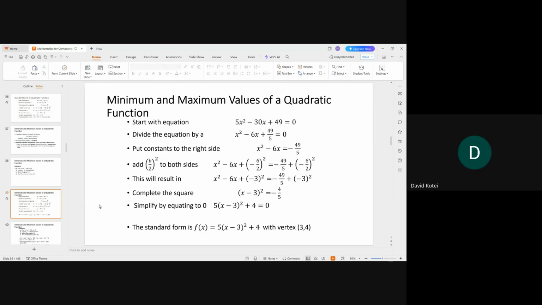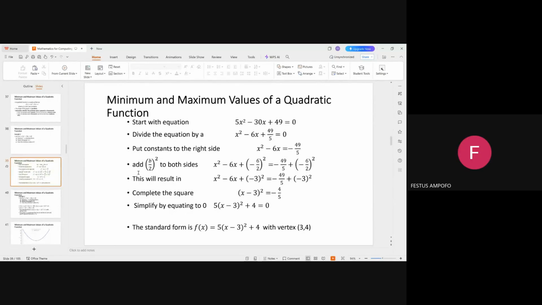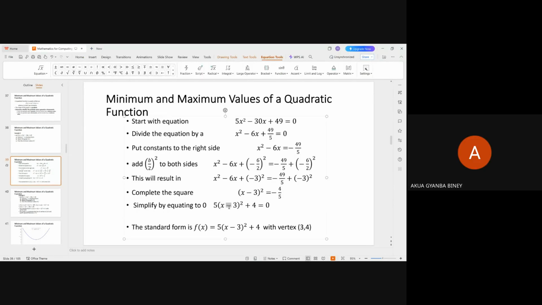Now the second part is saying that we should sketch the graph. With this one, when you are writing the vertex, you don't take the operators in front of the numbers into consideration. No, don't take this one into consideration.